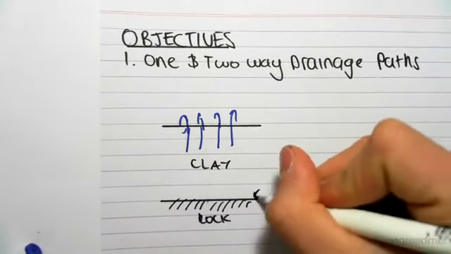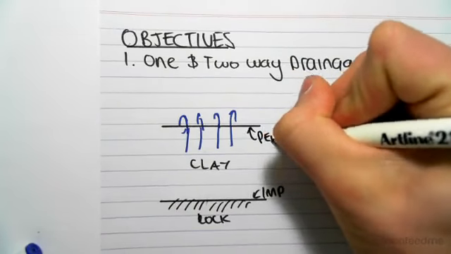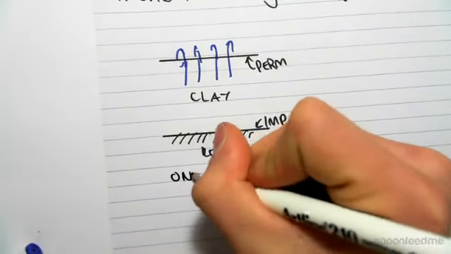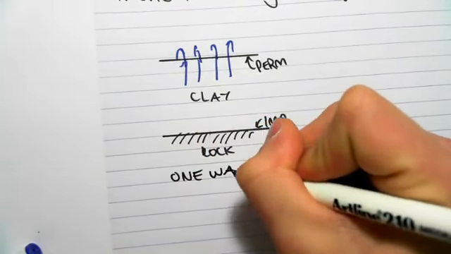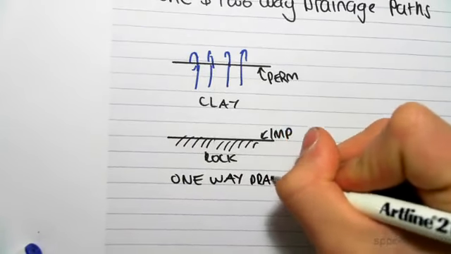So this is an impermeable boundary, impermeable, and this is permeable. So we say that in this situation there's one-way drainage, as in there's only one way the excess pore water pressures can escape. So one-way drainage.